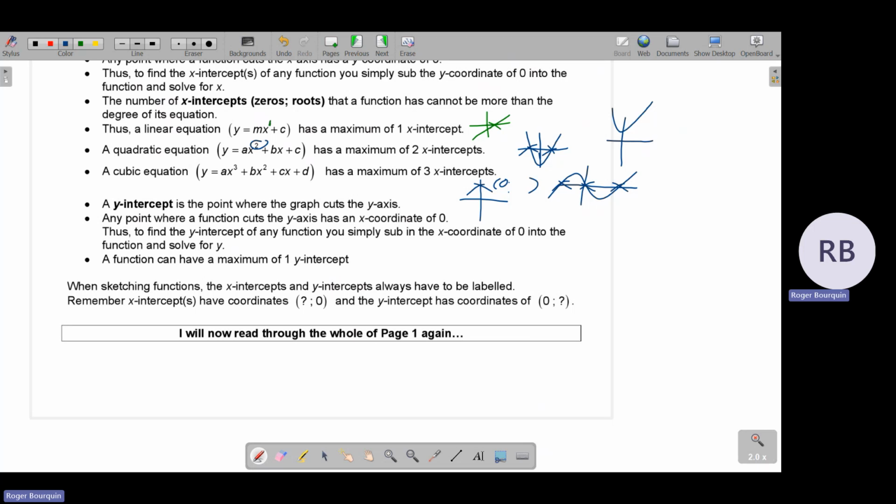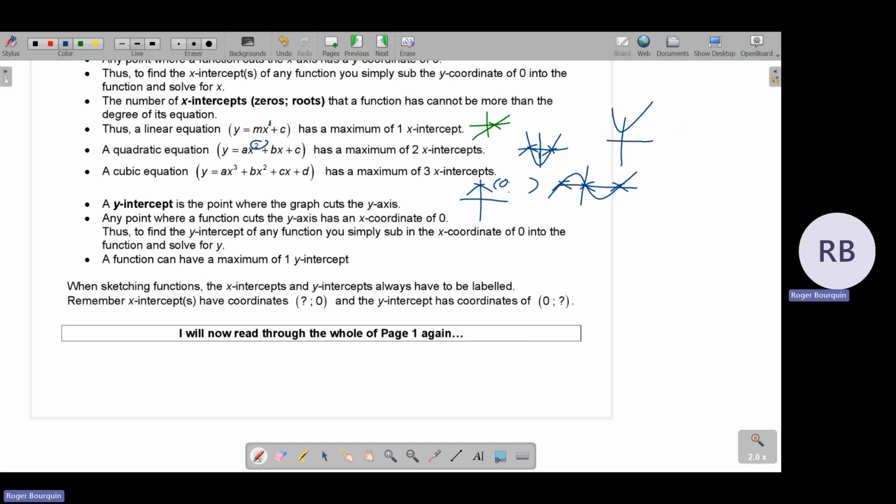I will now read through the whole page again, in your own time. Those are really fundamental ideas about graphs, guys. Graphs make up about 25% of your paper one, probably more actually, probably about 40% if you take cubics into account. So get to know them now.